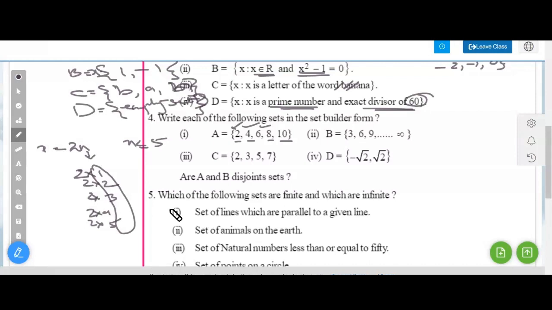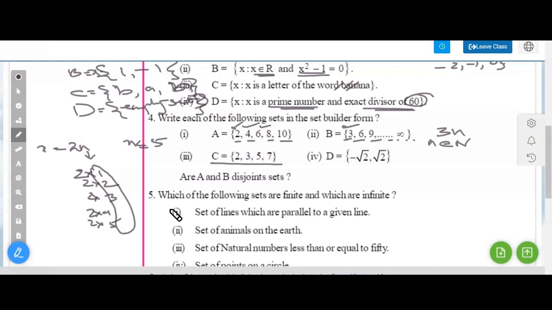Now B is equal to 3, 6, 9, it goes on like this. So 3n are the values where n belongs to natural numbers. So it starts with 3, where n belongs to this natural number category.